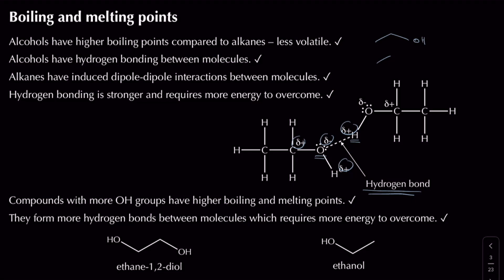Now, another property which impacts the boiling and melting points of our alcohols is the number of OH groups. The more OH groups you have, the higher the boiling and melting point is going to be. The reason why is because they can form more hydrogen bonds between molecules, which requires more energy to overcome. So I've got ethanol over here. I've also got ethane-1,2-diol. In terms of these two, I know ethane-1,2-diol is going to have a higher melting and boiling point. The reason why is that ethane-1,2-diol is going to form more hydrogen bonding between the molecules compared to ethanol, which forms half the amount of hydrogen bonding between the molecules.